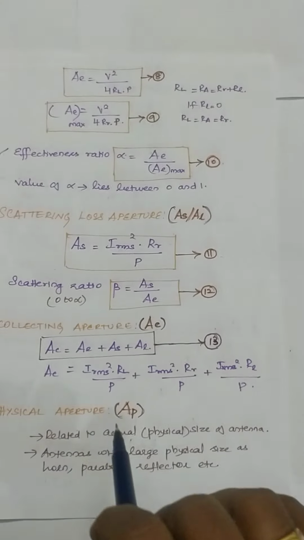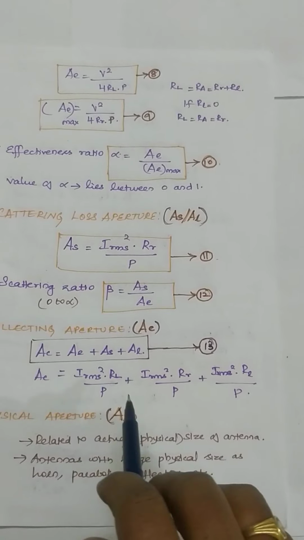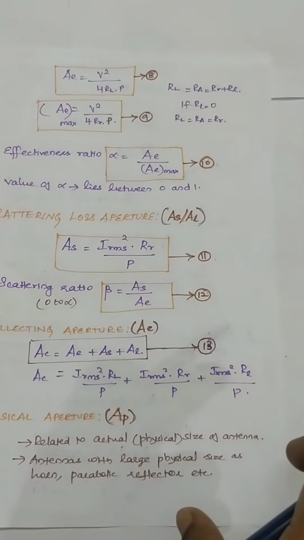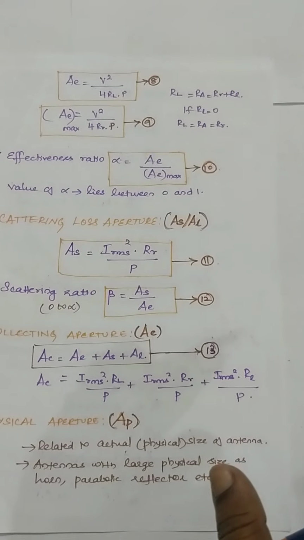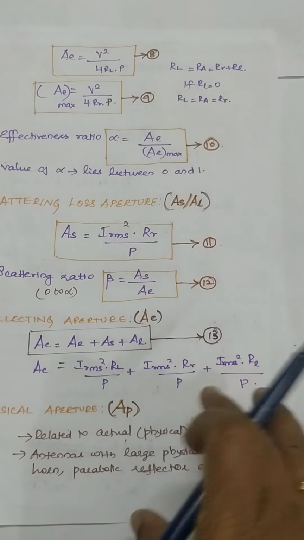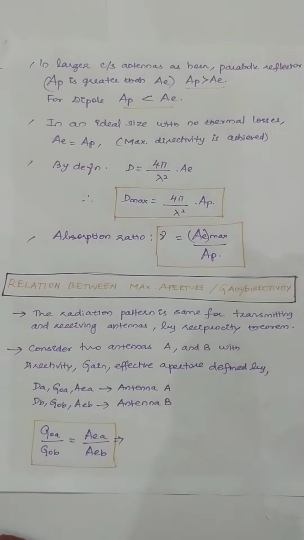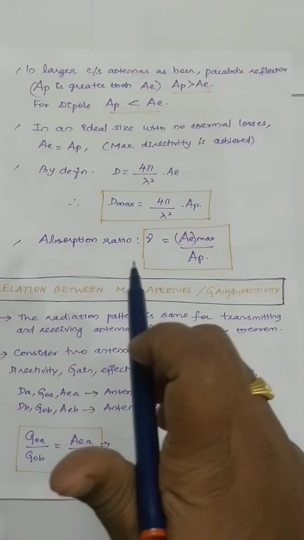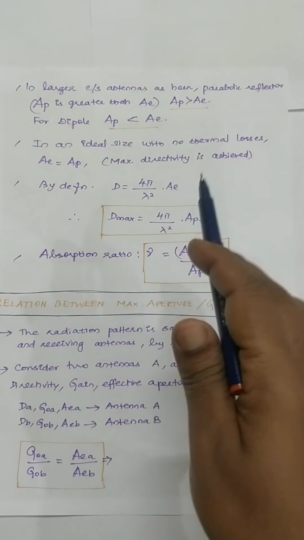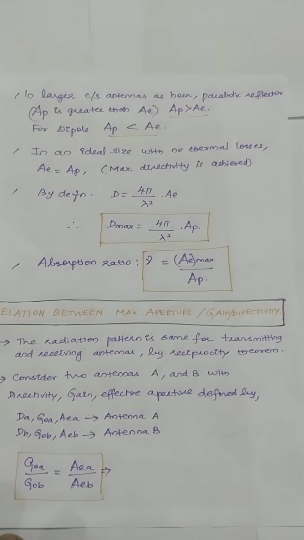The other concept of analysis is the physical aperture, denoted by AP. As the name itself indicates, it is related to the actual size of the antenna. If the antennas are of larger size, for example, consider horn, parabolic reflector, etc. In such cases, we say that the physical aperture is greater than the effective aperture. But in the case of a dipole antenna, the physical aperture is less than the effective aperture.